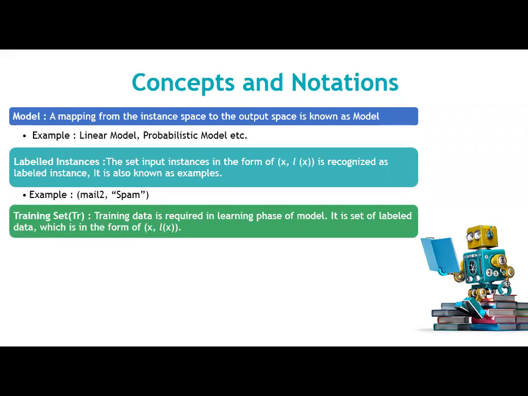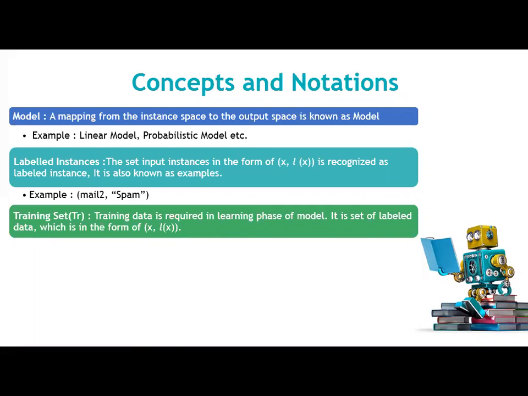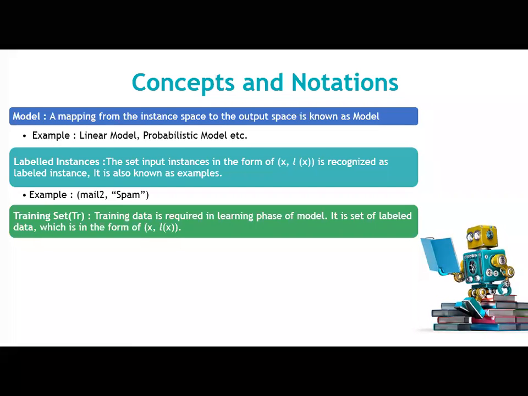Now next we have the training set. The training set is required in the learning phase. As we know, any particular machine learning model has two phases: one is the training phase and one is the testing phase. In the training phase, we are going to train the algorithm. In the testing phase, we are going to evaluate the algorithm, how the machine learning model behaves on unknown samples. In the training phase, we train on the particular instances.